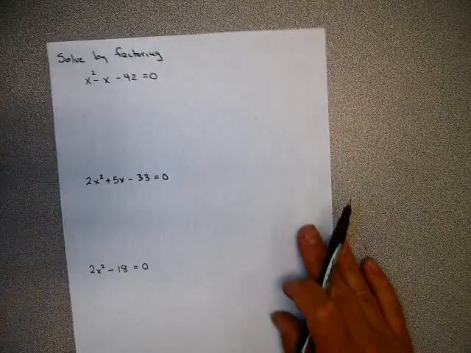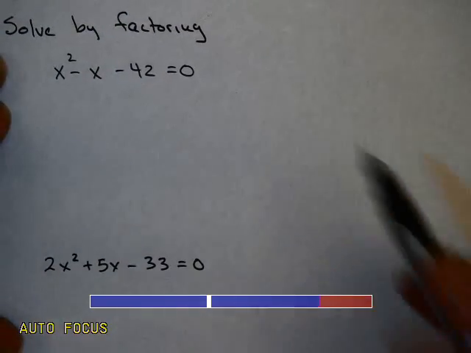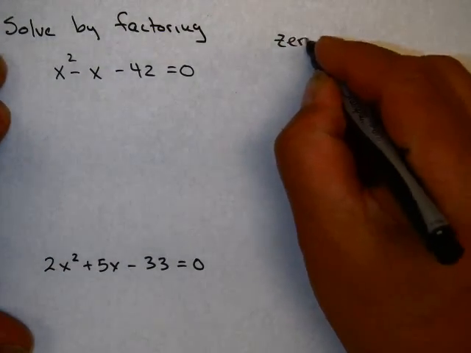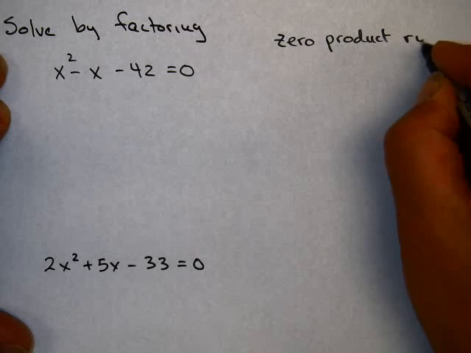Now, you've spent a lot of time the last few weeks factoring, and we're going to use this idea to help us solve some factoring problems. Now, to do this, we need something called the zero product principle. Now, what is a zero product principle, or a zero product rule?